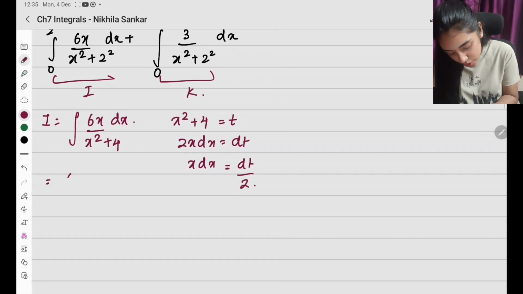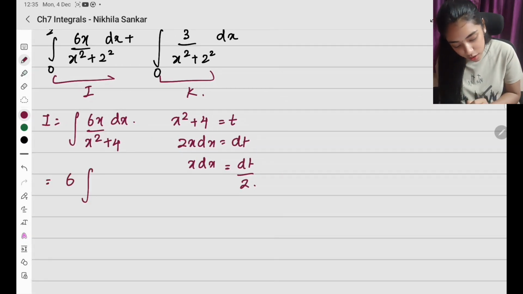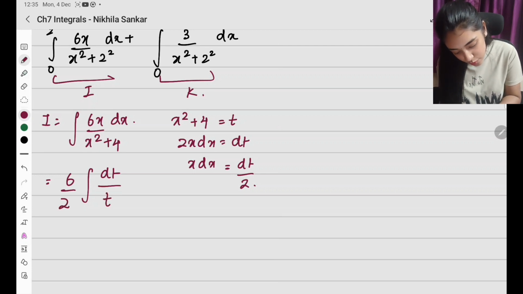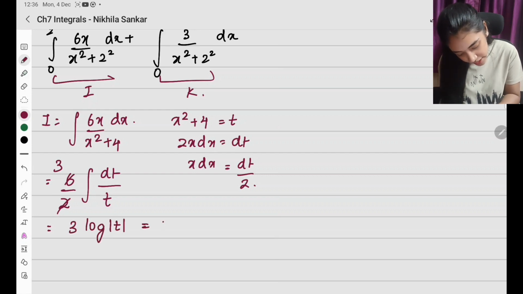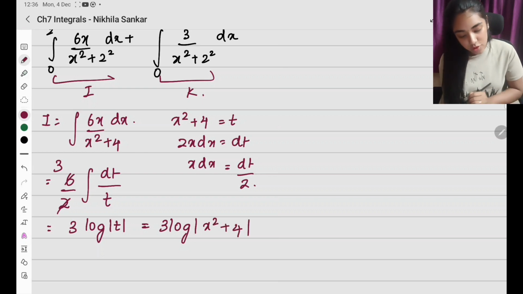So when I substitute, I can take the 6 outside. Integral of x dx is dt divided by 2, divided by x square plus 4 is t. So when I simplify, this gets cancelled. So I have 3 times log mod t, which is 3 times log mod x square plus 4. So this is my I term.